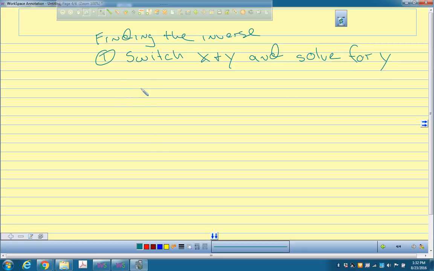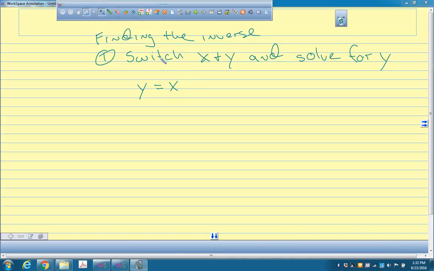So for example, say I have y equals x squared plus 2. And they say find the inverse.